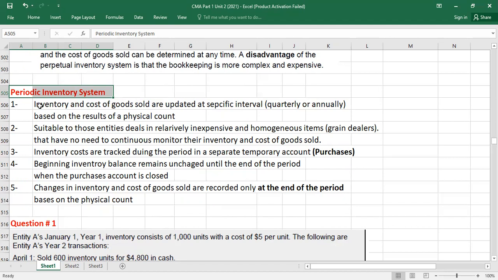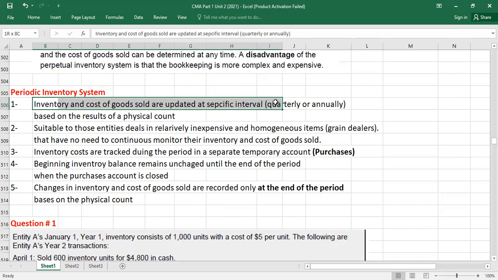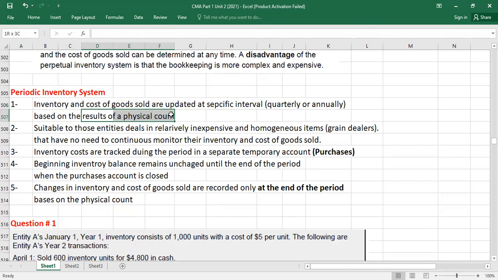Now first point, inventory and cost of goods sold are updated at specific intervals. Maybe it is at the end of the quarter or year. That is why it's called the periodic inventory system. So here you will update your inventory at specific intervals, and it is always based on physical count, don't forget.